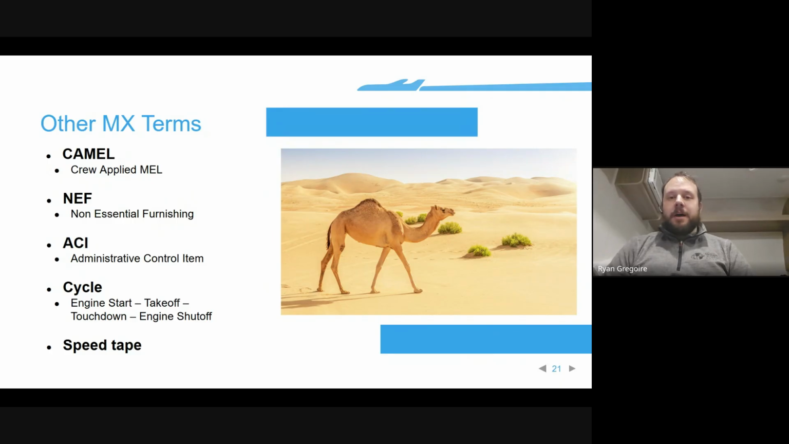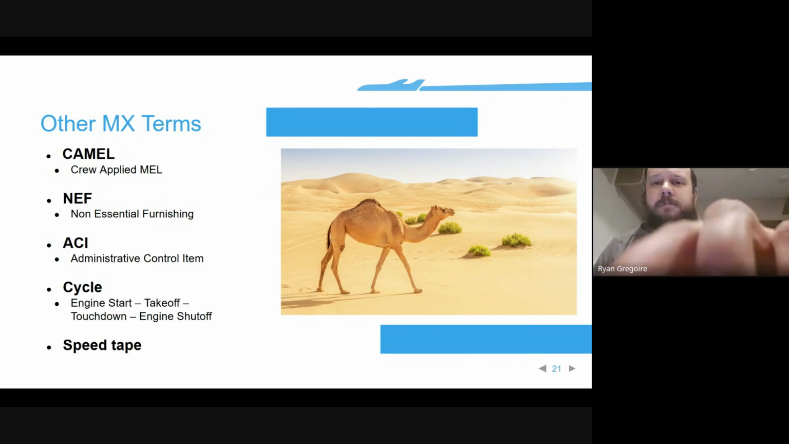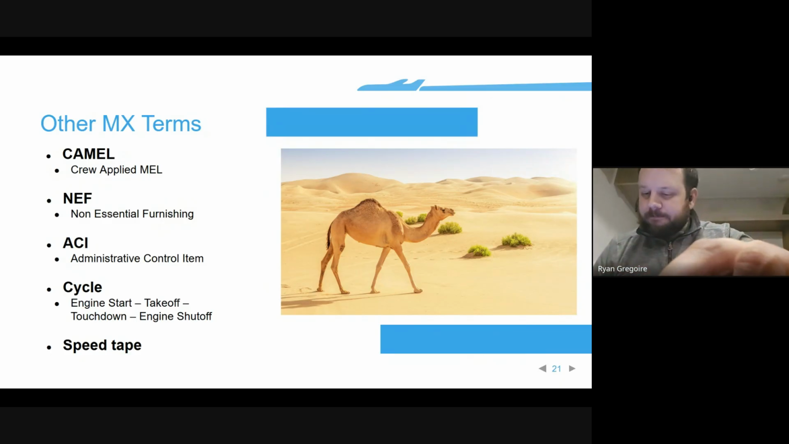ACIs and NEFs do not appear on the dispatch release. Mic is off. Oh, okay. Stupid computer. NEFs and ACIs will not appear on the dispatch release. MELs and CDLs will.